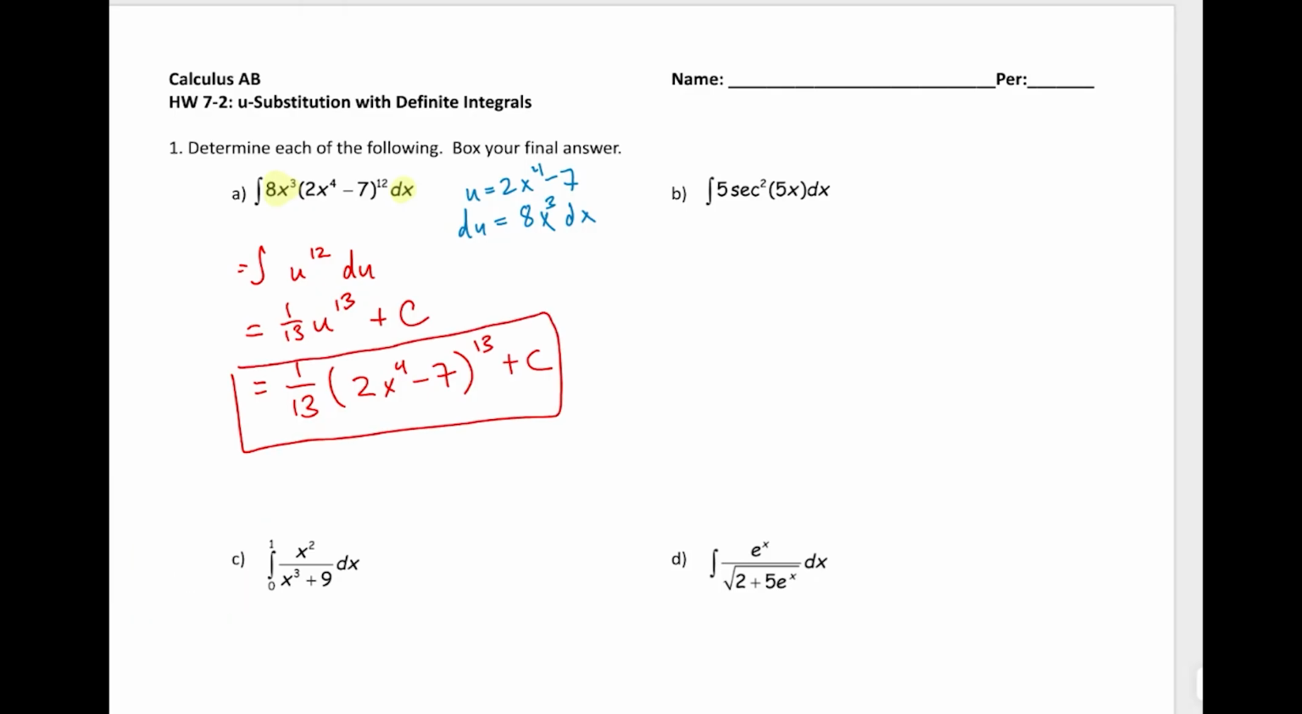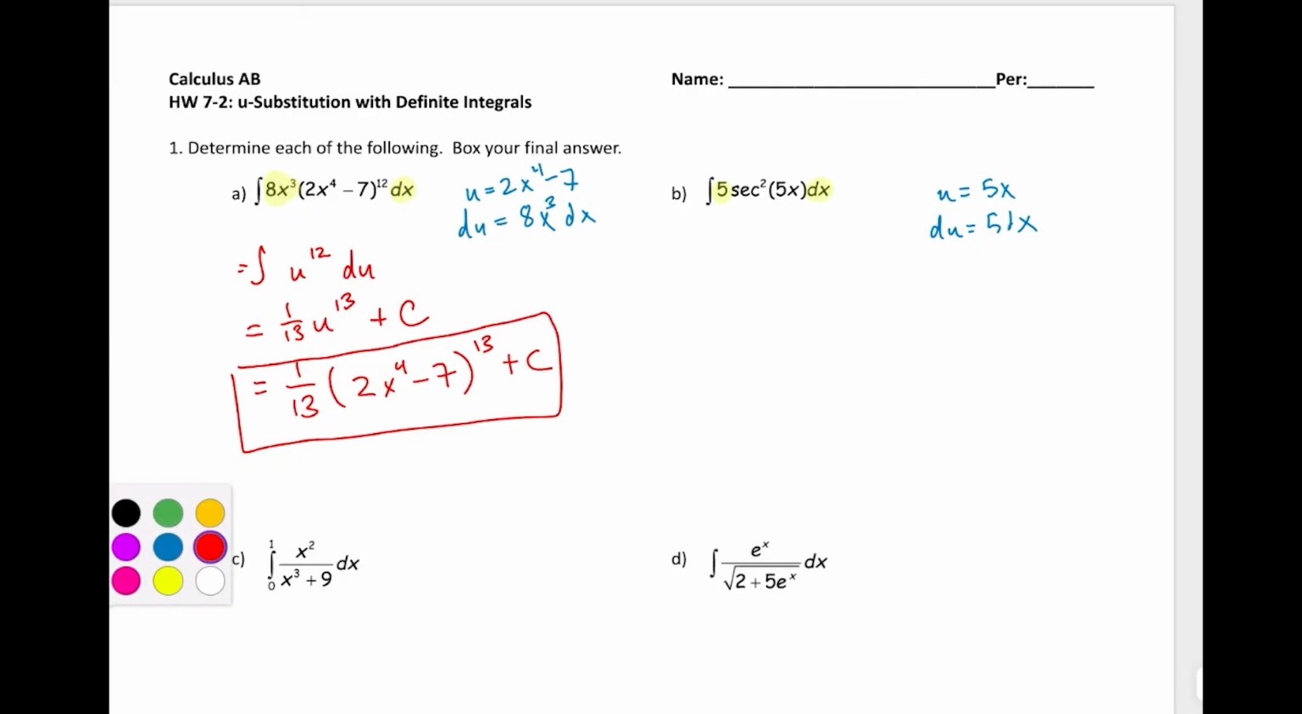Number 2 is the integral of 5 times secant squared of 5x. Now the derivative of tangent is secant squared, so just keep that in mind as we go forward, but we're going to let u be 5x. And if u is 5x, that means du is going to be 5 dx, and we see that we have a perfect match here in the problem.